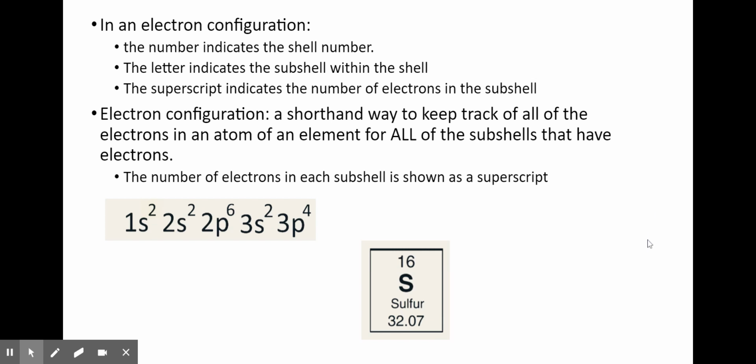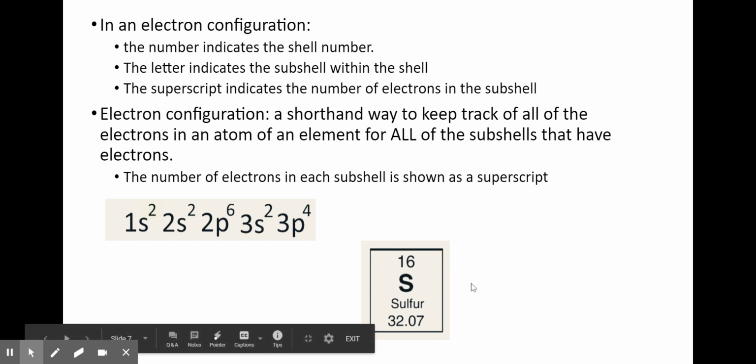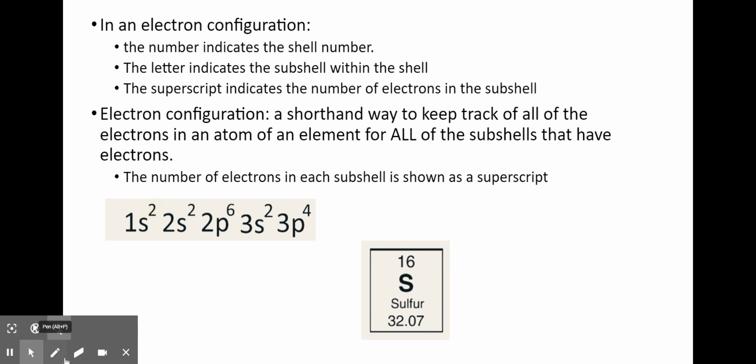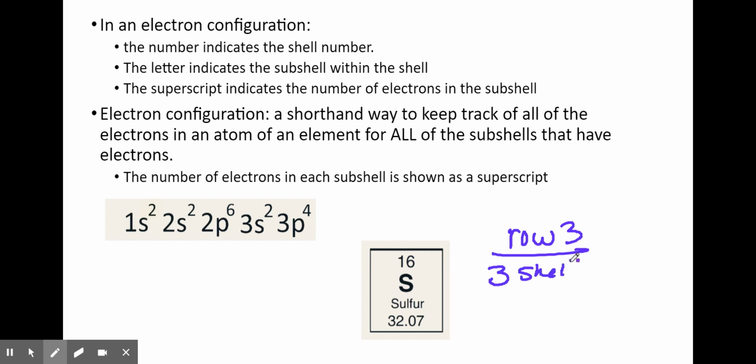Sulfur has an atomic number of 16, so we're going to say that it has 16 electrons, okay? And this is the electron configuration for sulfur, okay? Notice sulfur is in which row of the periodic table? Well, sulfur is in row 3, okay? So row 3. So that means it has 3 shells, okay? Do you notice here's shell 1, shell 2, and shell 3, okay? We're representing 3 shells. Now, we cannot put electrons in a higher shell without completely filling a lower one.